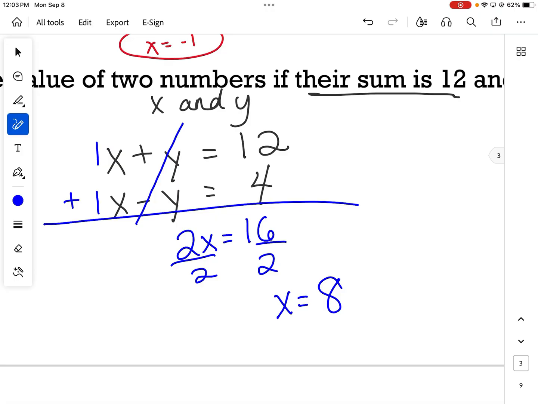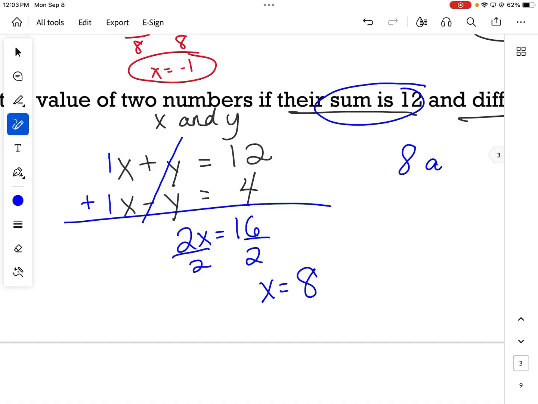So if one of the numbers is 8, we want it to have a sum of 12. So what's the other number going to be? 8 and, what do y'all say? 4, because 8 plus 4 is 12, and 8 minus 4 is 4. 8 and 4 are two numbers.